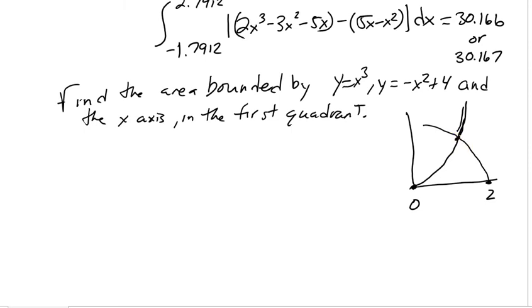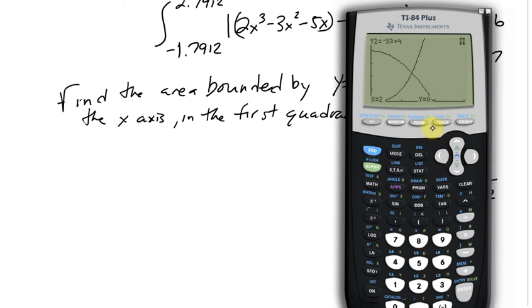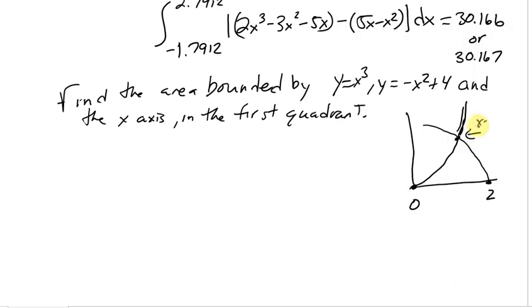So we do second trace number 5. First curve, second curve. There's only one intersection point, but we'll get close to it anyway. And then hit enter. 1.3145. So x equals 1.3145. Now we have to figure out which function is on top. This is y equals x cubed, and this is y equals negative x squared plus 4. Either one of them is on top.